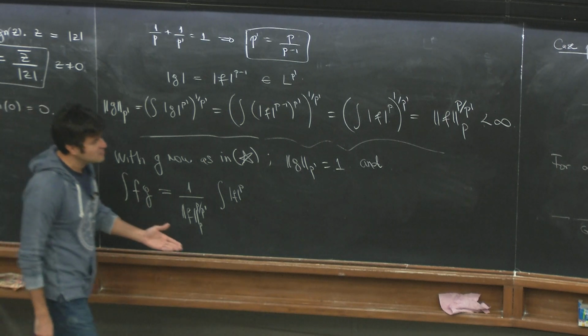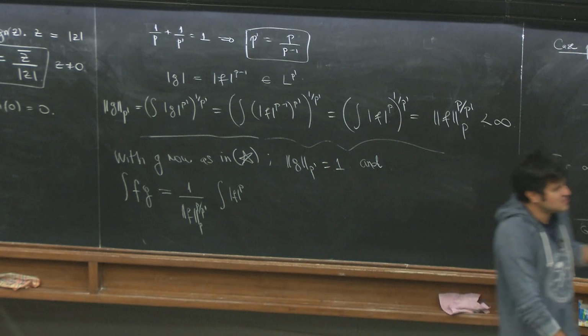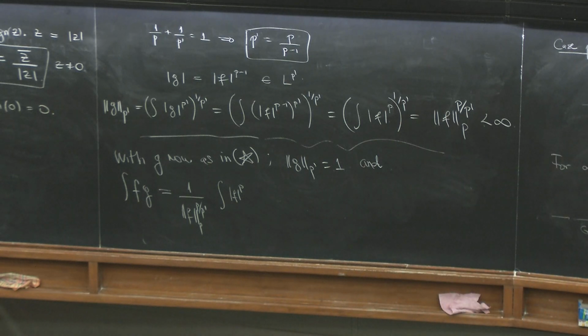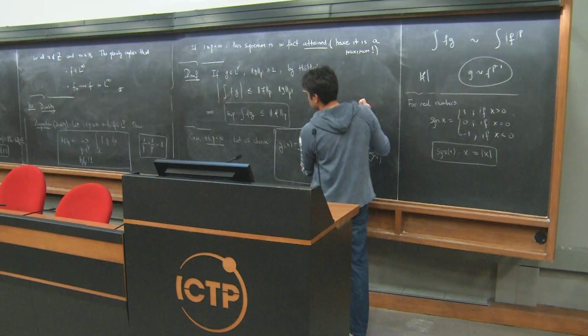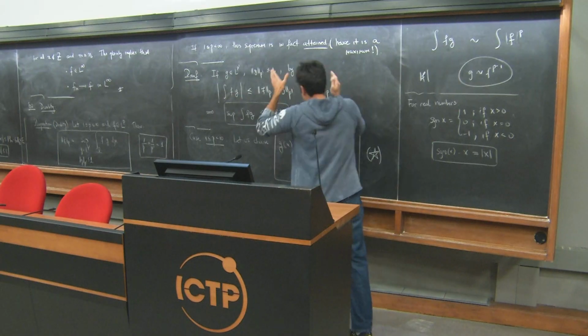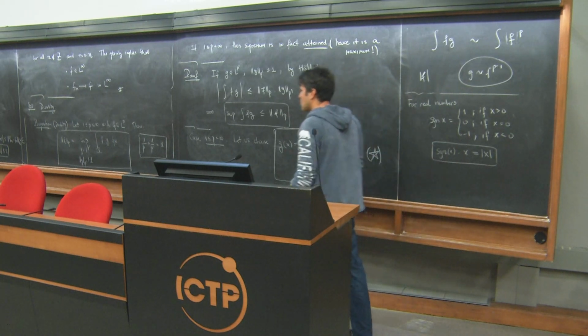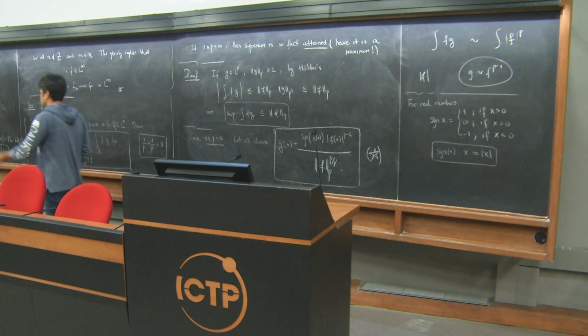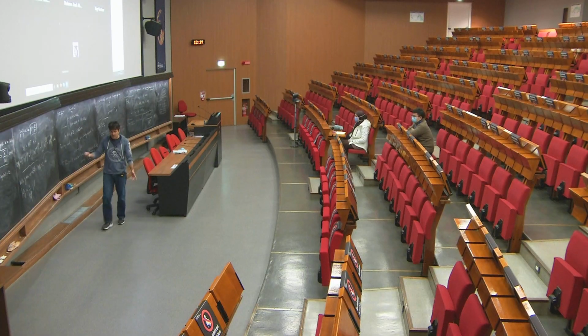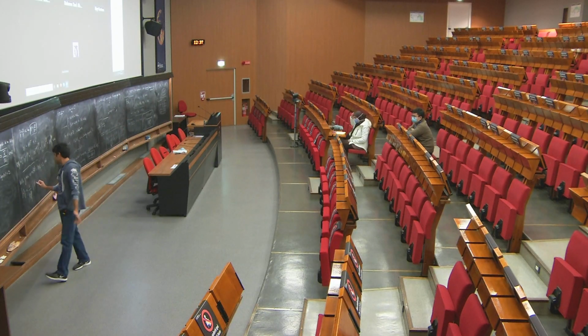Right? Because g has the signum of f. So when you multiply the numerator of g by f, you get signum of f of x times f of x, which is just modulus of f of x, and then another modulus of f of x to the power p minus 1. So you get the modulus of f to the p. Well, and we know what this is.